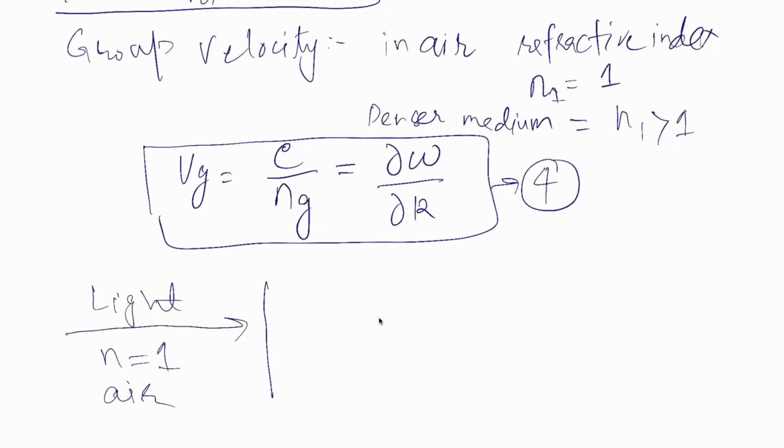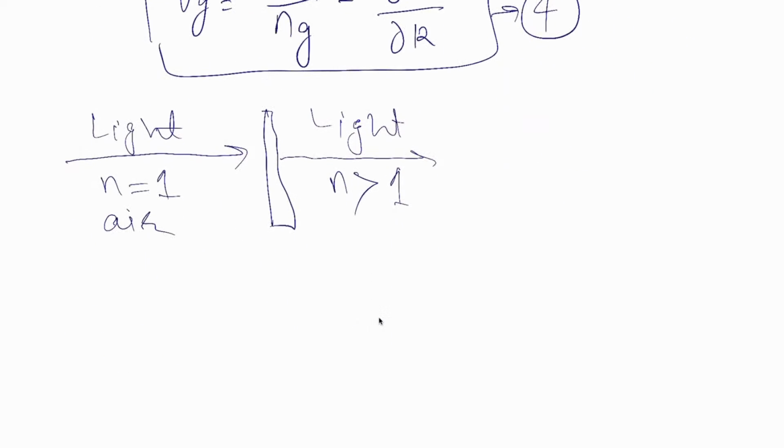Okay, then you have a denser medium. Now your light is going in a medium which is greater than 1. So when you are moving from air to a denser medium, few things are changing and few things are remaining constant. Let's see what these things are.